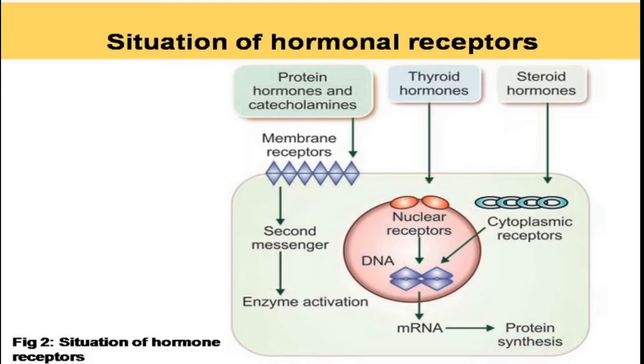Hormone receptors are situated either in cell membrane or cytoplasm or nucleus of the target cells as follows. Cell membrane: the receptors of protein hormones and adrenal medullary hormones are situated in the cell membrane. Second, the receptors of steroid hormones are situated in the cytoplasm of target cells, and receptors of thyroid hormones are in the nucleus of the cell.